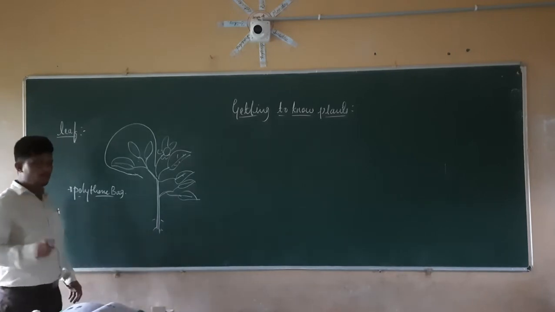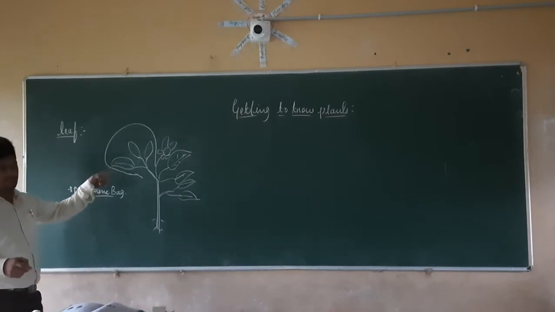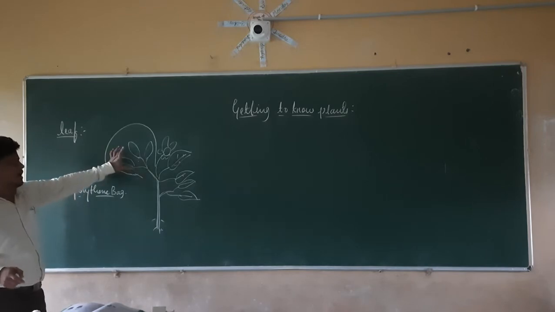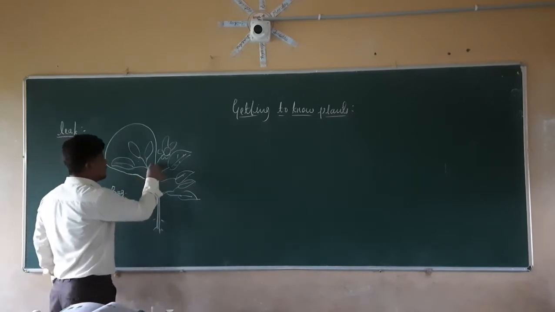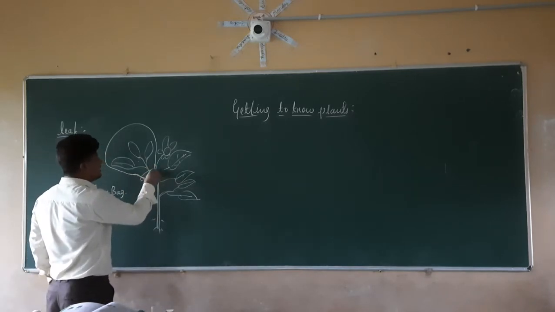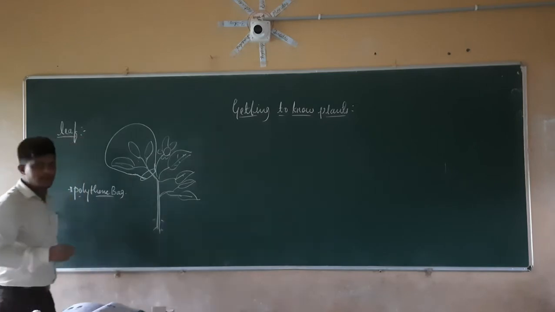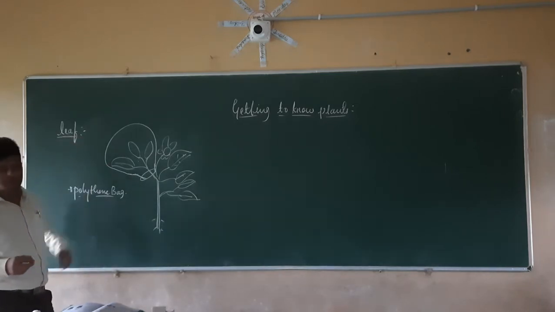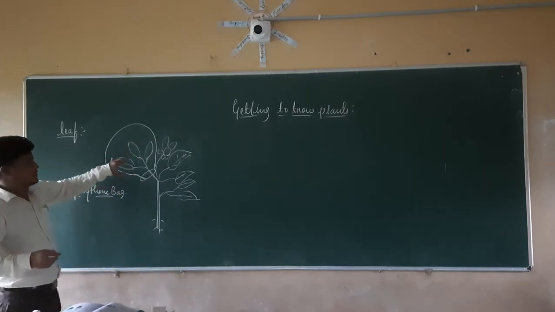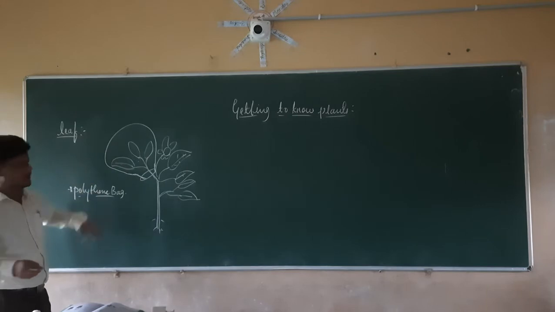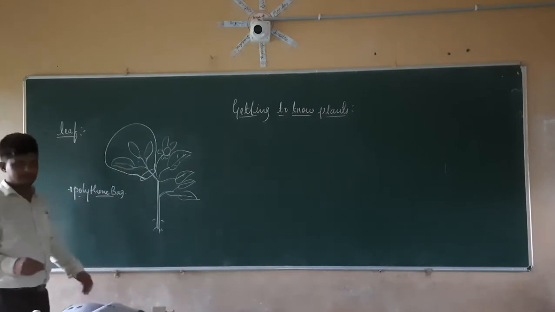So we are going to take two polythene bags. With one polythene bag, we are going to cover this half of the plant, and the other polythene bag we are going to keep as it is. Here we are going to close the opening of this polythene bag like this, so that whatever leaves are present are inside the polythene bag, and this will be kept open.